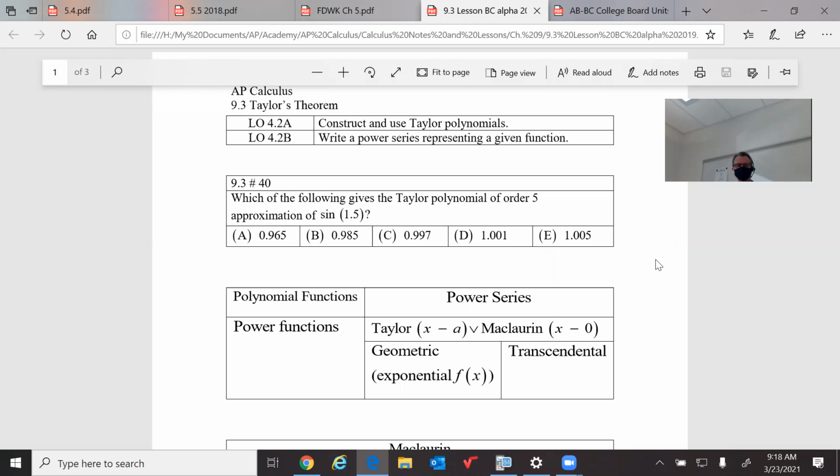So here's a question from the end. Which of the following gives a Taylor polynomial of order 5 approximation of sine of 1.5? Do you understand what's being asked? They're saying, instead of typing the sine of 1.5 radians in your calculator and getting an answer, how could you use the Taylor series approximation to get this? And they're telling you to go to order 5.